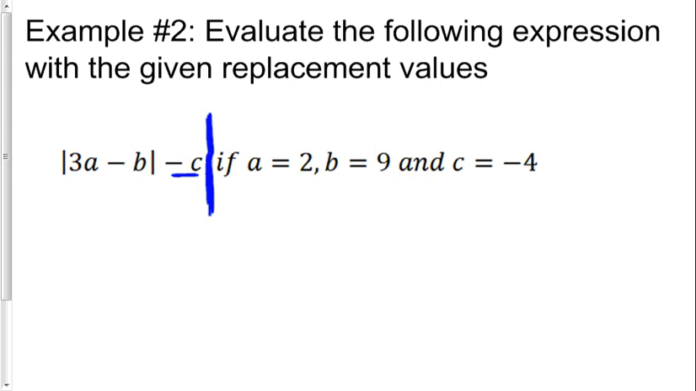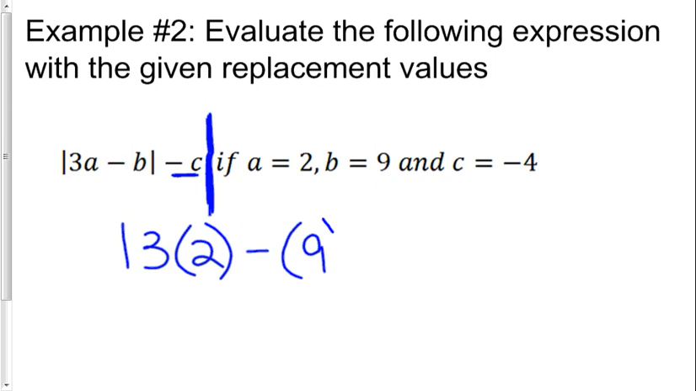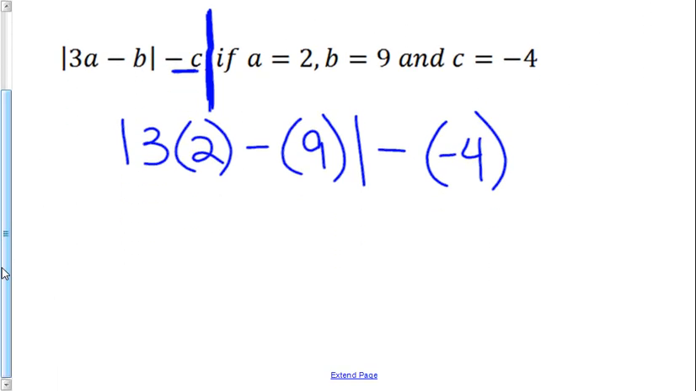So we've got absolute value of 3a. Instead of a, we're going to replace it with 2. We're going to put it in parentheses. B is 9. We're also going to put that in parentheses. And outside we have minus -4, which we're going to put in parentheses. The first two, the A and the B, don't really need to be in parentheses, but like I said, it's better to put them in there than not.